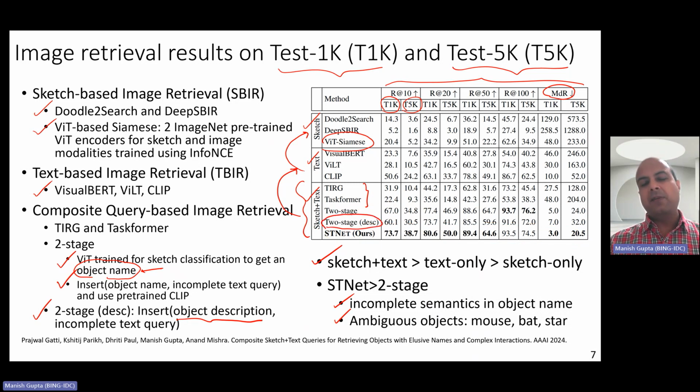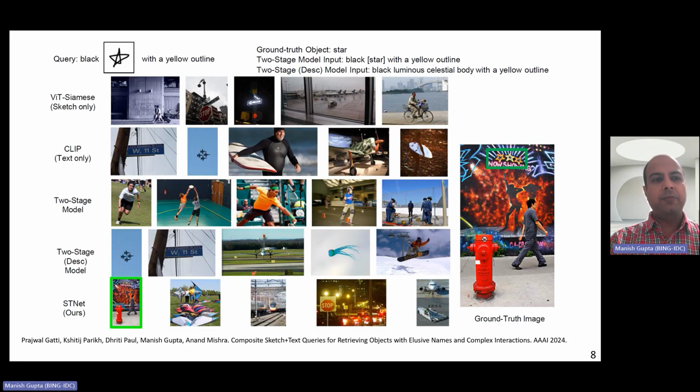And the idea is that descriptions sometimes can be very generic in nature. Although in this particular case, we actually obtained 7 descriptions per object name by using ChatGPT kind of models and also in a human way. But even then, the 2-stage description-based baseline cannot really make up for the loss in terms of the generic nature of the descriptions. Now, these are the kind of results that we obtain for a particular query, black star with a yellow outline. Okay. Now, ground truth object is, of course, star, and the 2-stage baseline was able to nicely get black star. And the 2-stage description is this black luminous celestial body with a yellow outline.